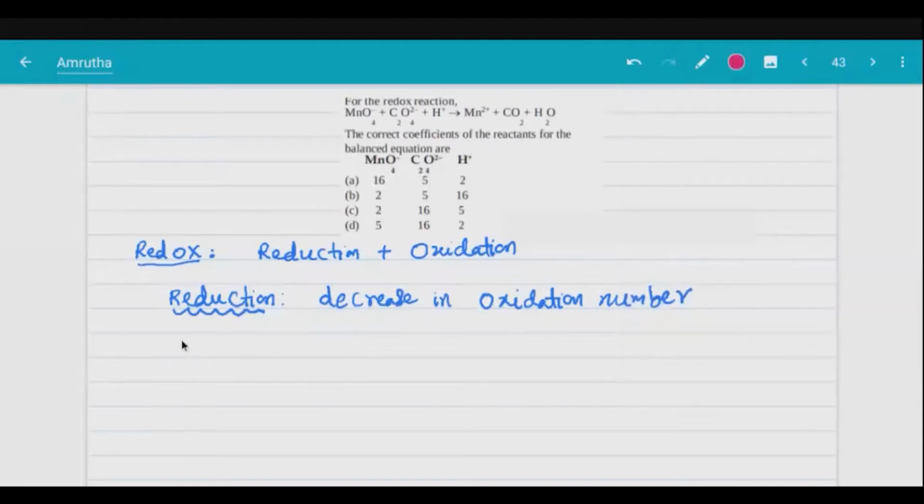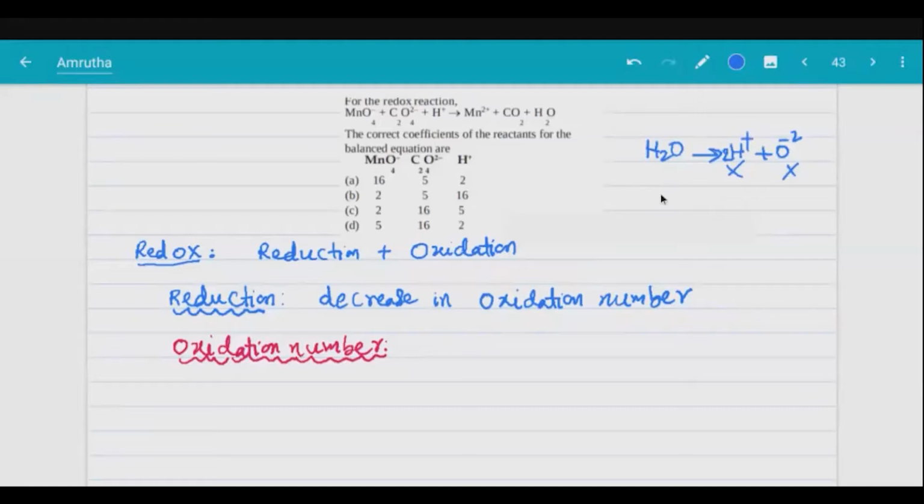So what is oxidation number? The most important topic of chemistry today. It is just a hypothetical charge, because every molecule cannot be divided into ions. Let me give you a very simple example. H2O. I can't write it like H plus and O minus 2. H2O can't give 2H plus and O minus 2. No, this will not give.